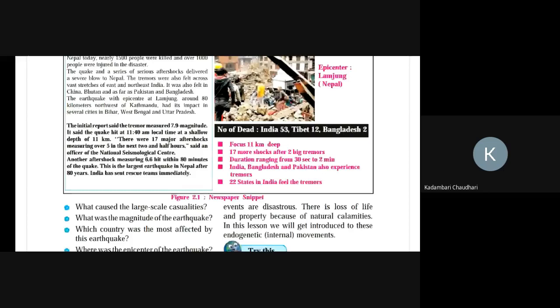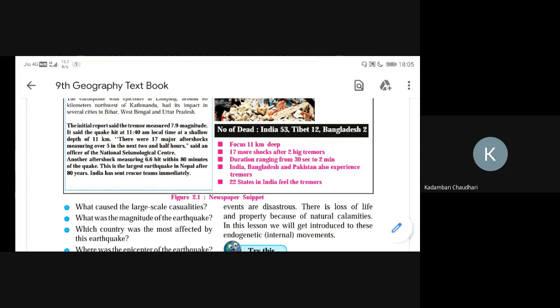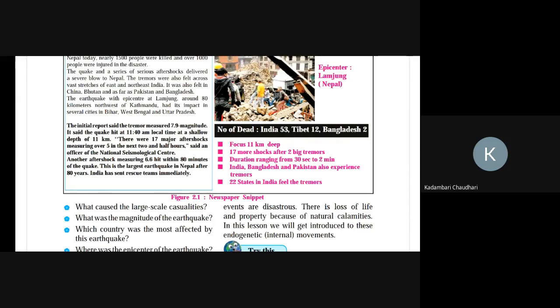The initial report said the tremor measured 7.9 magnitude. So an earthquake of 7.9 magnitude on the Richter scale. It said the earthquake hit at 11:40 a.m. local time at a shallow depth of 11 kilometers. So basically, the major impact that started was below the earth, 11 kilometers. मतलब अगर आप 11 kilometers लैंड से अंदर जाओगे डीप, डीप इनसाइड, then at the 11 kilometer there was a center. There were 17 major aftershocks measuring over 5 in the next 2.5 hours.